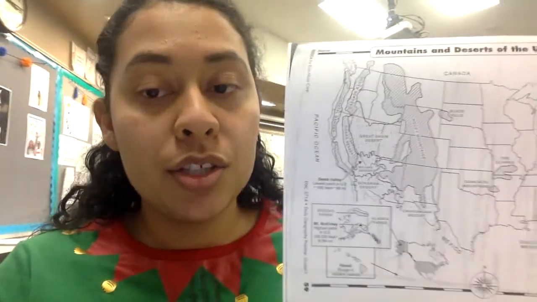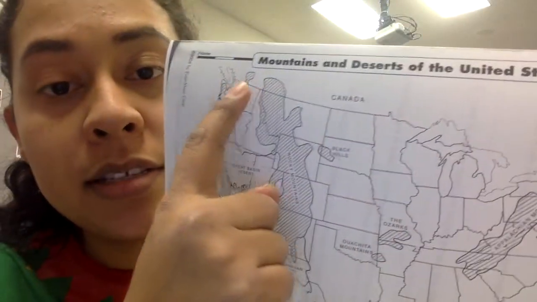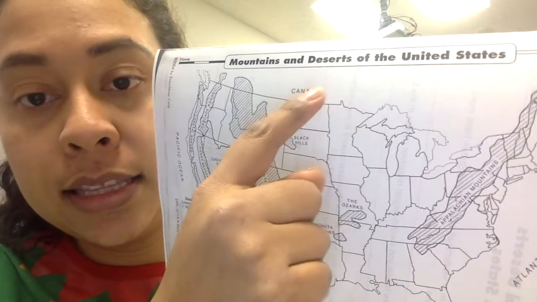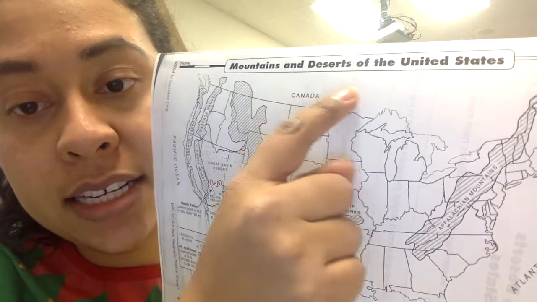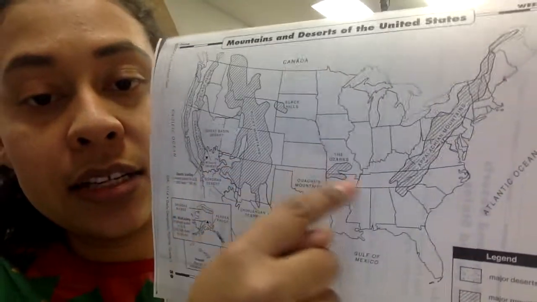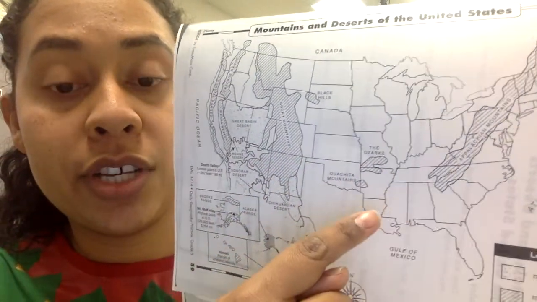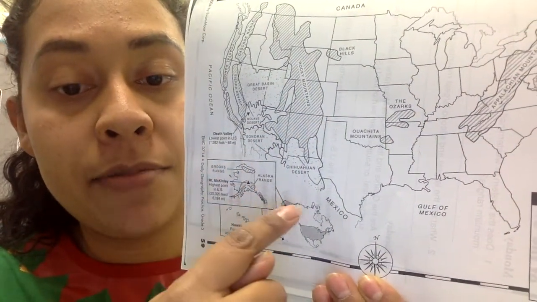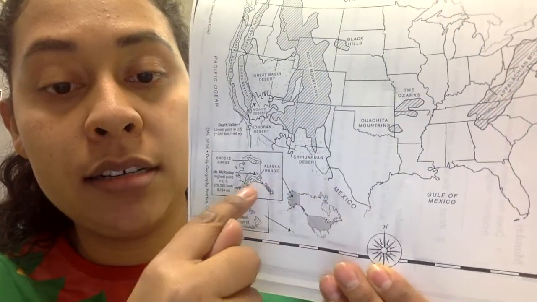So that's all of the reading. So now let's go over the actual map. So we see a few different things here. The title up here says Mountains and Deserts of the United States. Then below this, I see Canada is this area up here. And then what is detailed is the United States, which is the country that we live in. And then below that, we have Mexico down here.